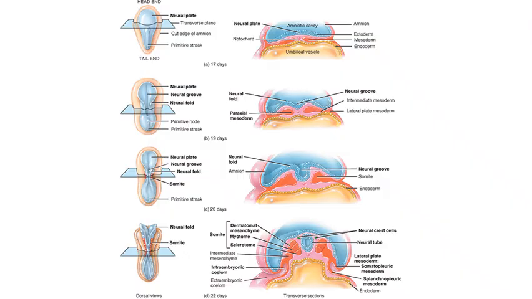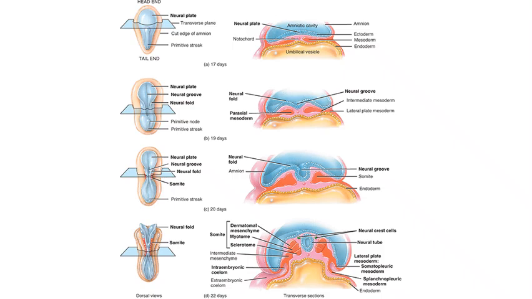In the 3rd week of development, small spaces appear in the lateral plate mesoderm, and these spaces soon merge to form a large cavity, which we know as the intraembryonic coelom. This cavity splits the lateral plate mesoderm into two parts, called splanchnopleuric mesenchyme and somatopleuric mesenchyme.